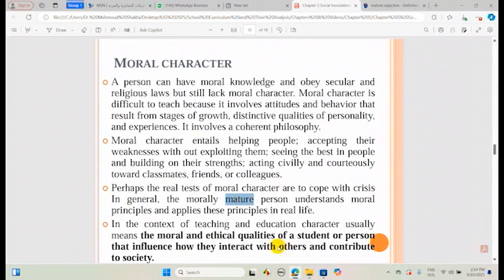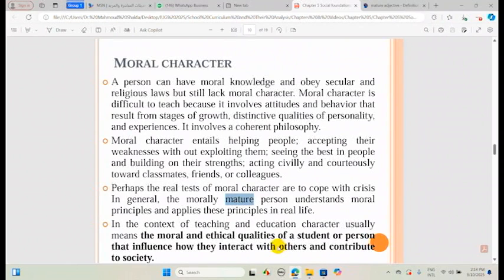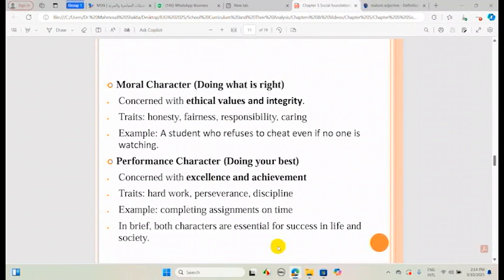Moral character. We have moral character and we have performance character. You can read here all of these points. I mean, speaking about how to be a good citizen, focusing on morals, on ethics, on all good behaviors. In brief, moral character is doing what is right, connected with ethical values and integrity, traits like honesty, fairness, responsibility, caring. Example, a student who refuses to cheat even if no one is watching. This is what we need in our community and our schools.